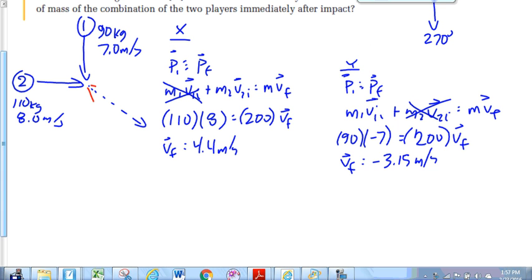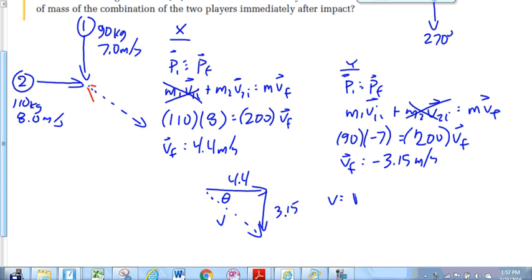What do we got to do after that? Did the x, done that a million times before. Done the y, did that a million times before. Now we got to do what we did a million times back in physics 20. Draw a vector diagram. 4.4, 3.15, and then combine them using the Pythagorean theorem and the inverse tan function.